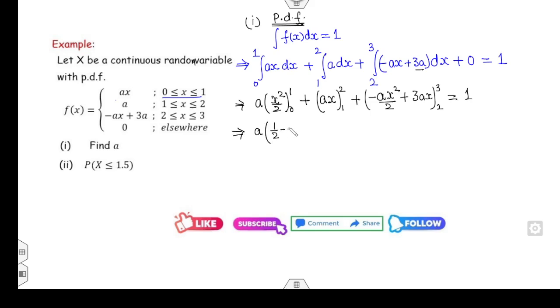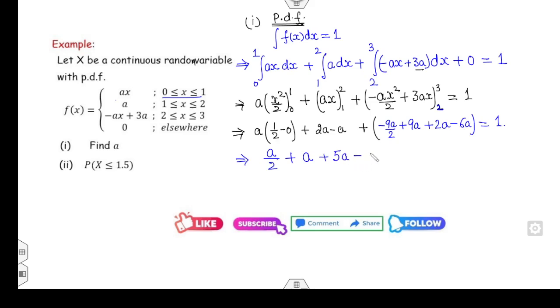This number will be half minus 0, plus 2a minus a, plus when you substitute the upper limit, it's a minus 9a over 2 plus 9a, minus when you substitute the lower limit 2, 4 by 2 is 2 plus 2a minus 6a, which is equal to 1. So hence you can calculate the value of a. That gives 5a minus 9a over 2 is equal to 1.